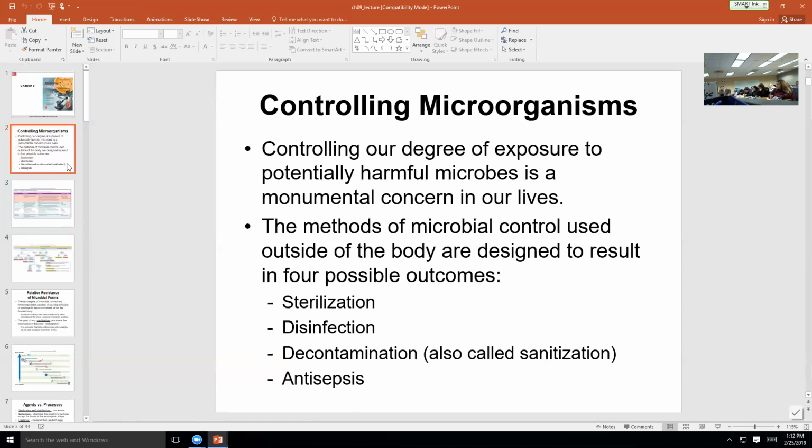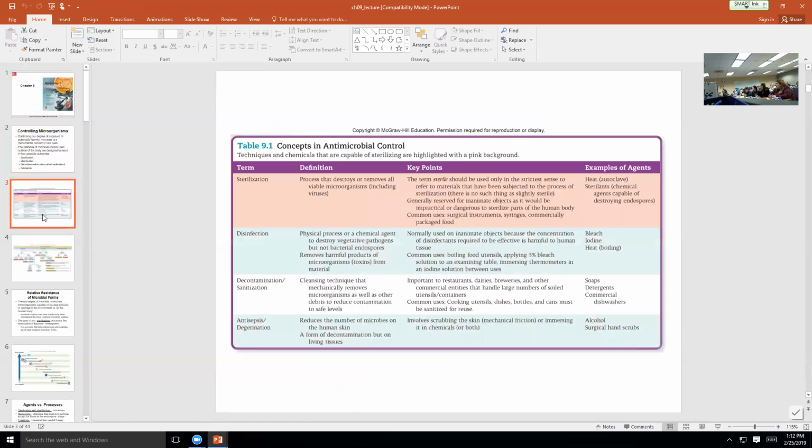So I am going to roll through some of these definitions because I think a lot of you have heard this terminology before. Most of you have heard sterilization, disinfection, decontamination, and antisepsis, haven't you? You've heard those terms before. But I really want you to have working definitions of these. So in these concepts, you can see some of the working definitions and some of the key points.